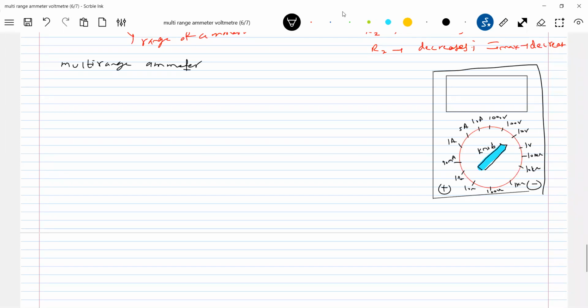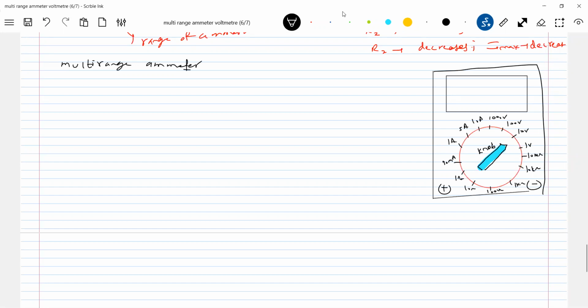So just by rotating the knob, what happened? I should vary the range. Till now in the circuits we discussed, every time we wanted to change the range, what happened? The value of shunt should be varied, no? It's not like that now. We are not going to disturb the circuit. Just by rotating the knob, the range of the ammeter should change. For that, I should construct a circuit here.